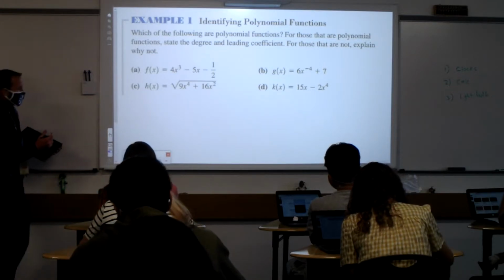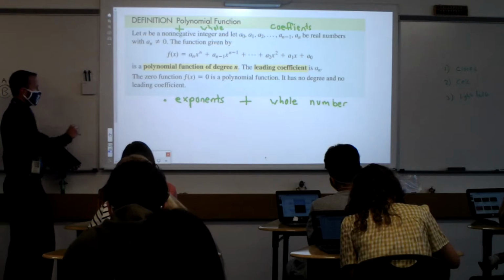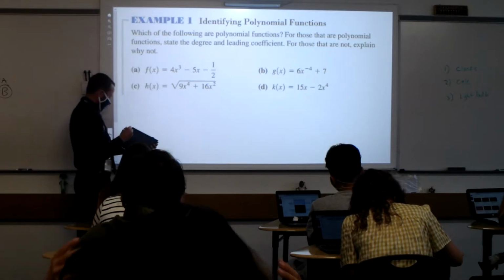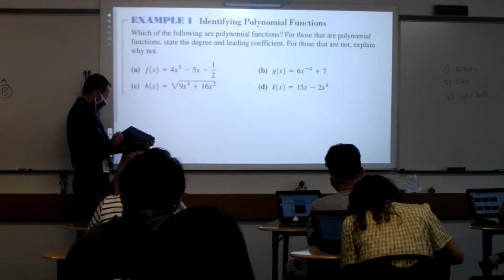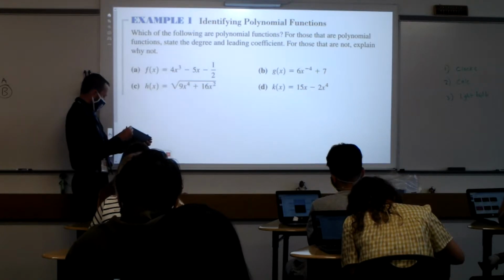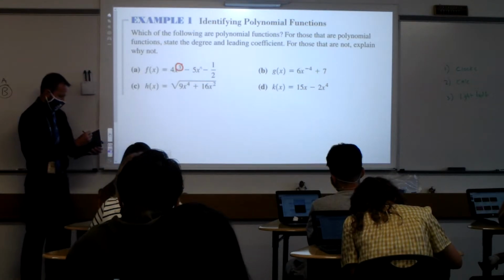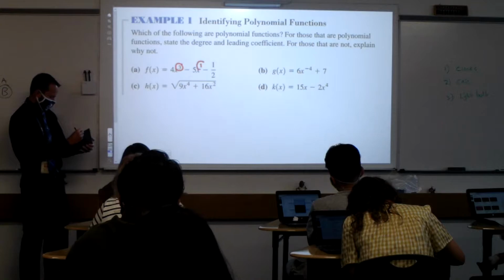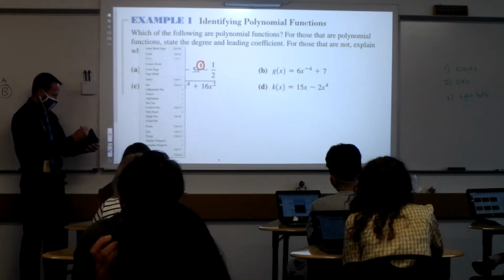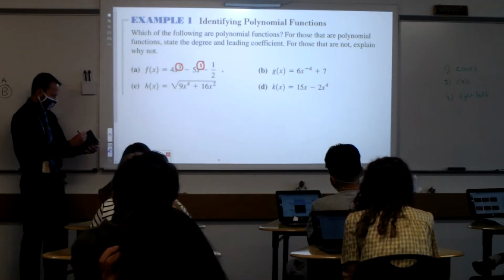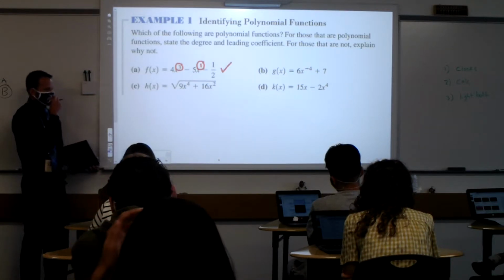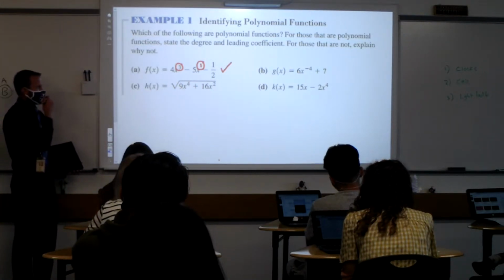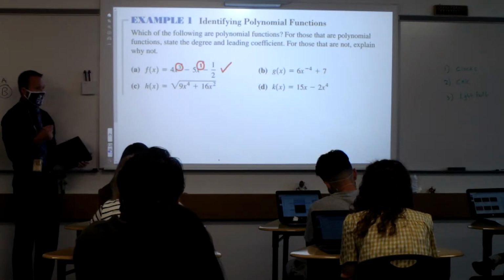In order to be a polynomial, what do we have to see, guys? Exponents that are positive and are whole numbers. On this, are the exponents 3? Is that a positive whole number? Okay, so is this a polynomial? Yes, because it's made up of positive whole number exponents, and the coefficients are real numbers, so they can be fractions. That's okay. So A was a polynomial.